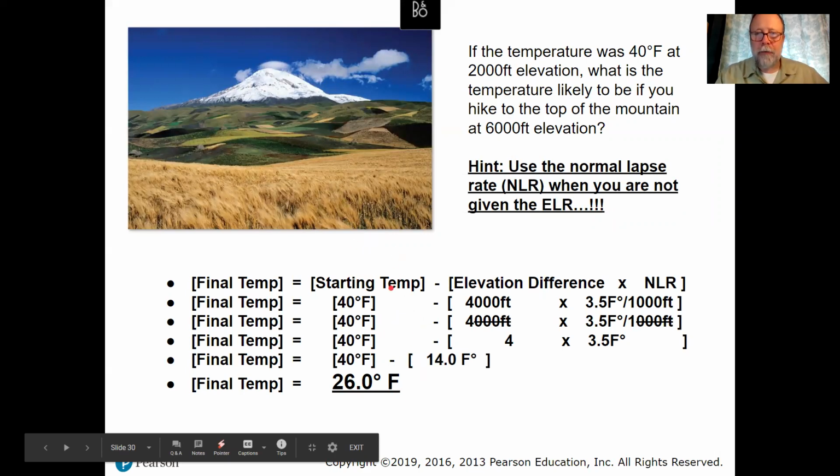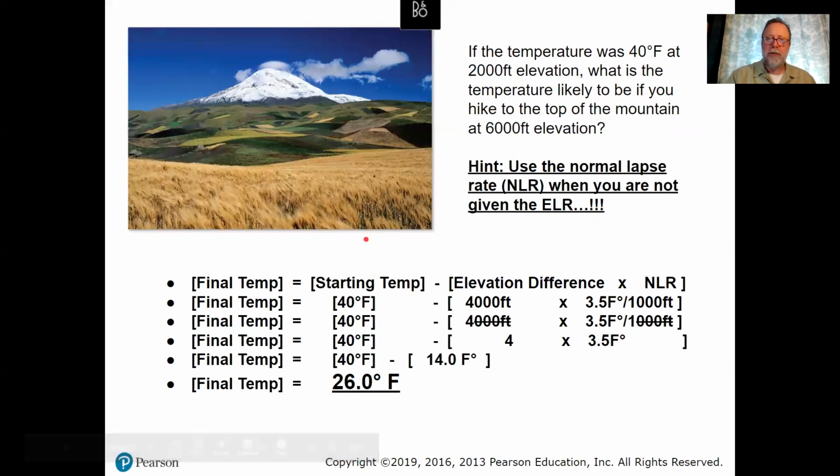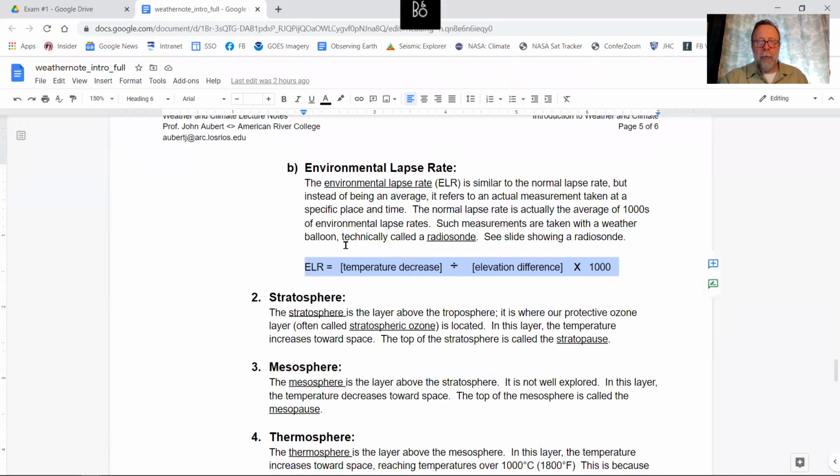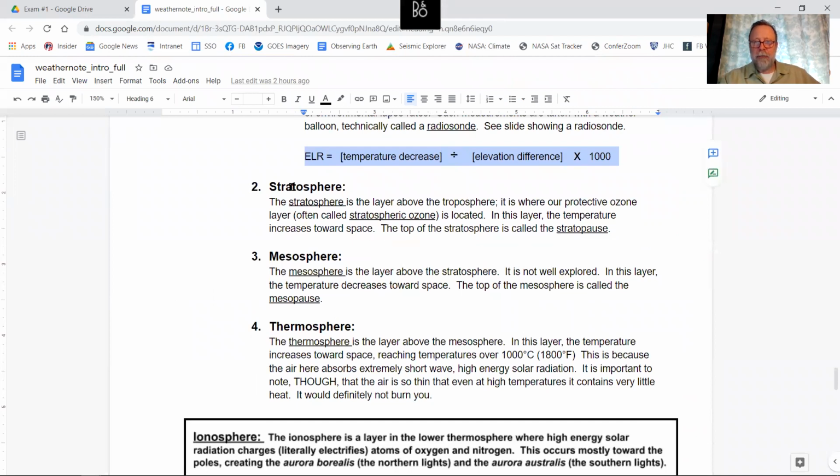So you should be able to run through these if I give you simple versions of these calculations. Okay, so what about the other layers in the atmosphere? We're less concerned with these, although they are important, so we'll keep that in mind.